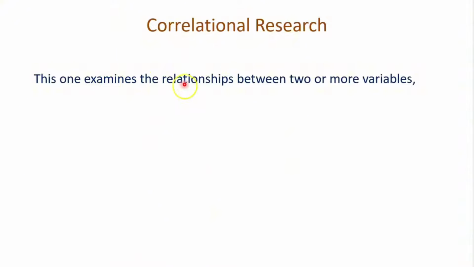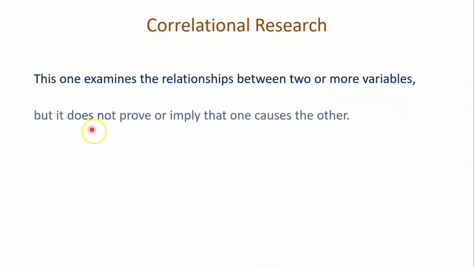So let's go to the next one, which is correlational research. This one examines the relationship between two or more variables, but it does not prove or imply that one causes the other. It doesn't prove causality. It examines the relationship between two or more variables. Okay, let's take some examples of situations that show that our quantitative approach is going to be correlational.